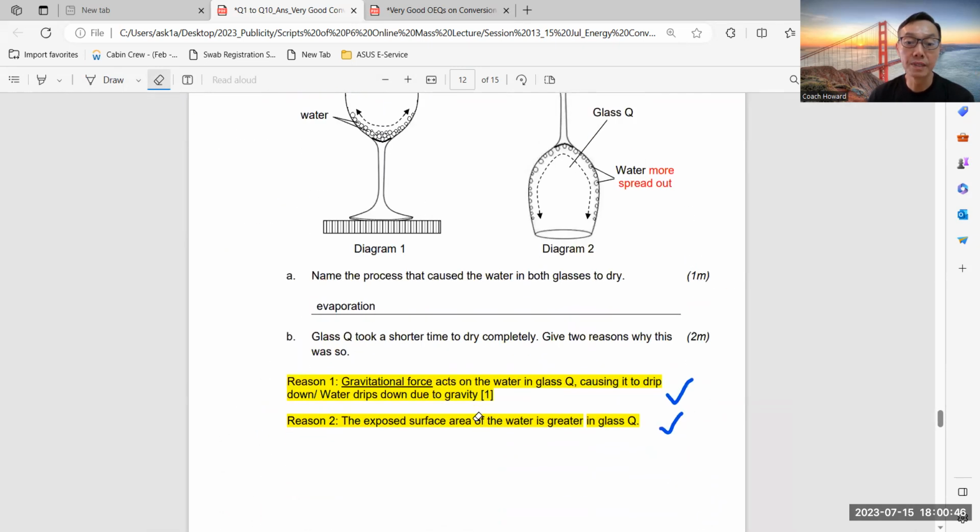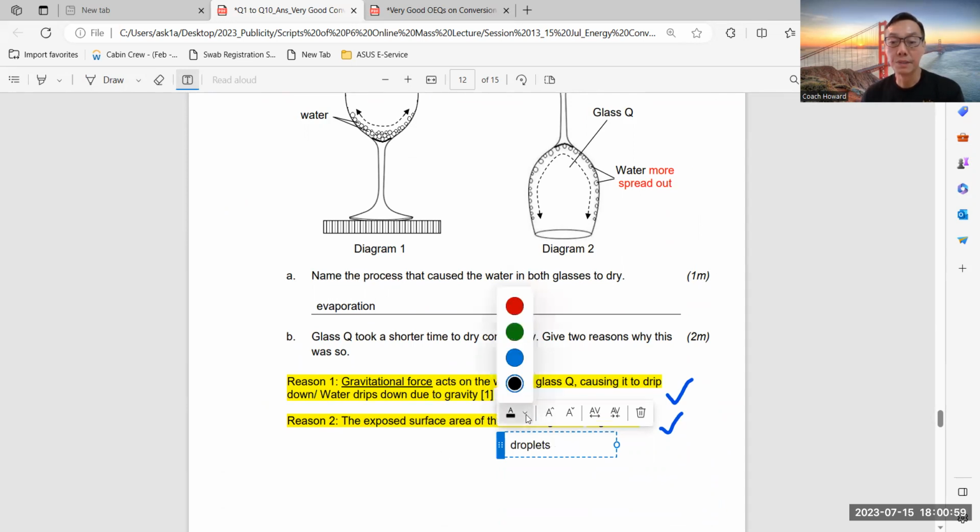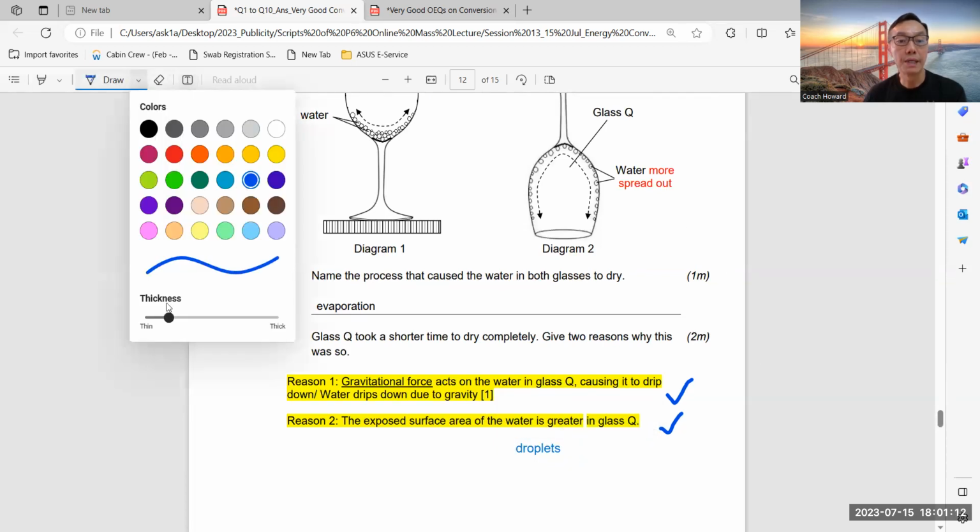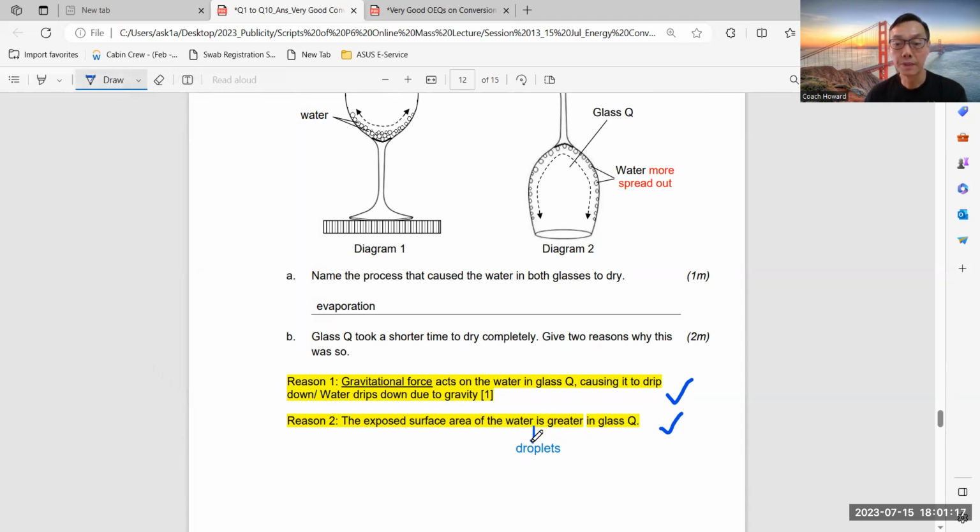The second reason is the exposed surface area of the water droplets. Maybe you put water droplets. Okay, put the words water droplets. The exposed surface area of the water droplets in glass Q is greater. So we add in this part, the water droplets, add in here, is greater in glass Q than in glass P.